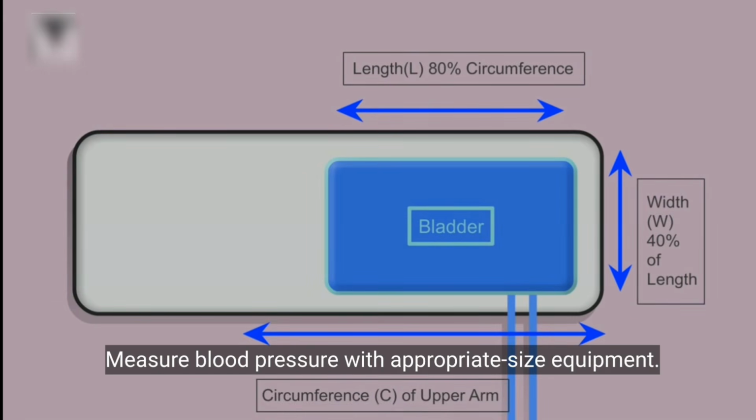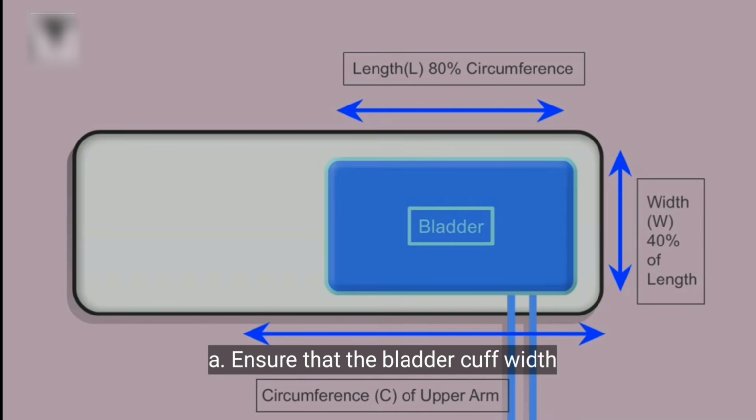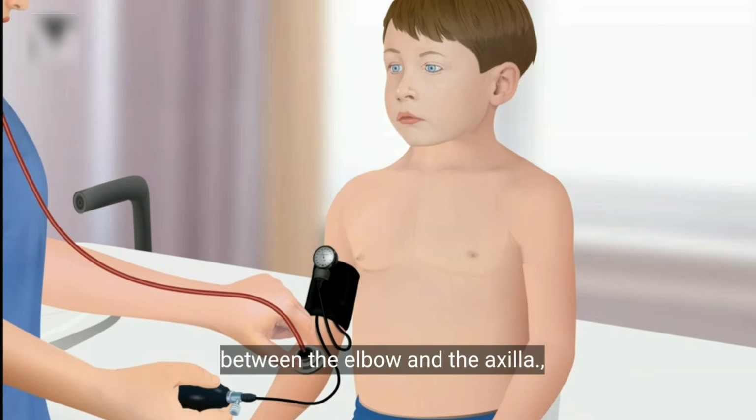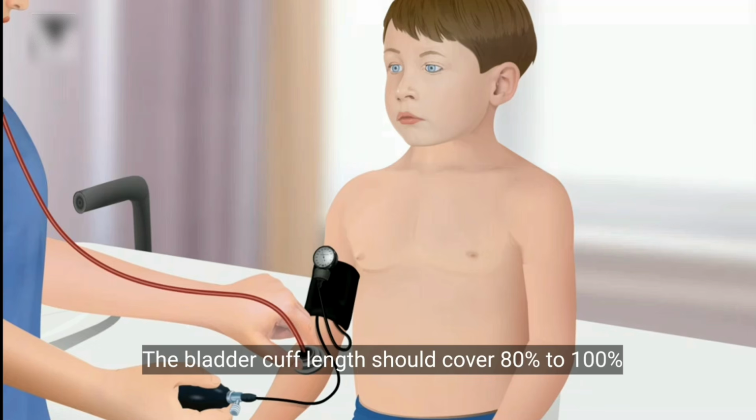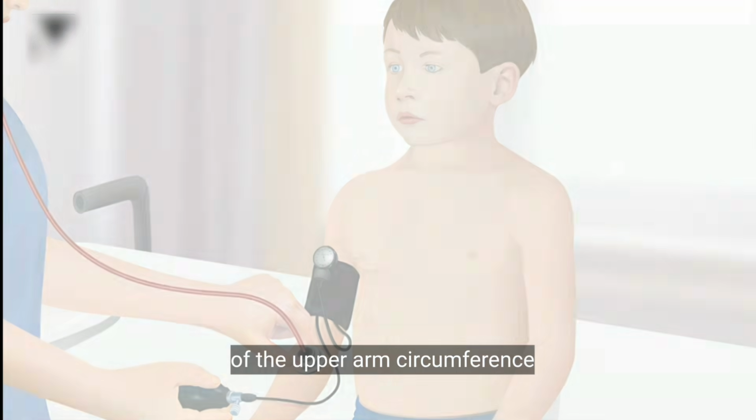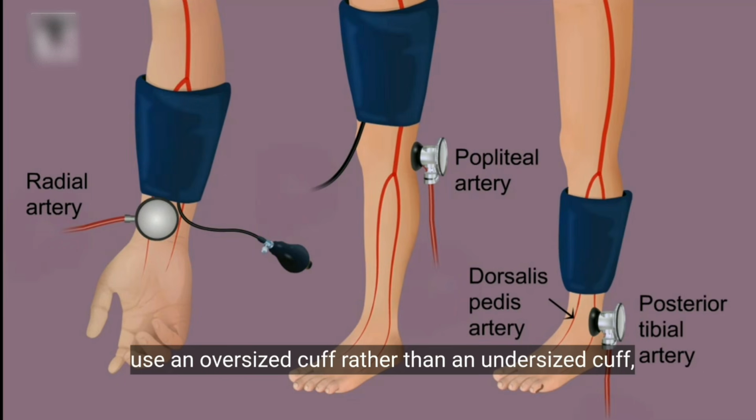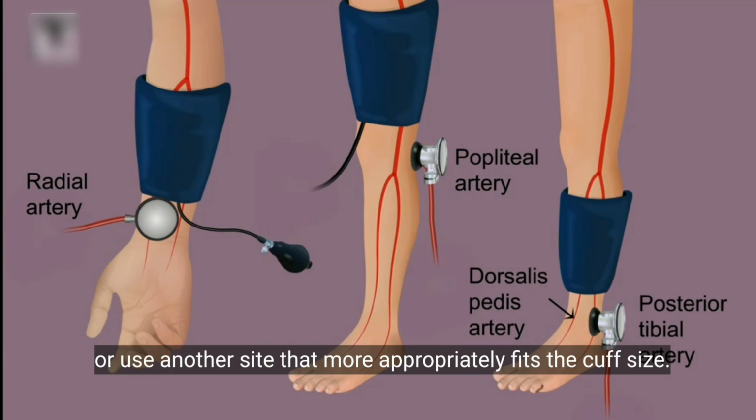Measure blood pressure with appropriate size equipment. Ensure that the bladder cuff width is at least 40% of the length of the arm between the elbow and the axilla. The bladder cuff length should cover 80 to 100% of the upper arm circumference. If the correct size cuff is not available, use an oversized cuff rather than an undersized cuff, or use another site that more appropriately fits the cuff size.